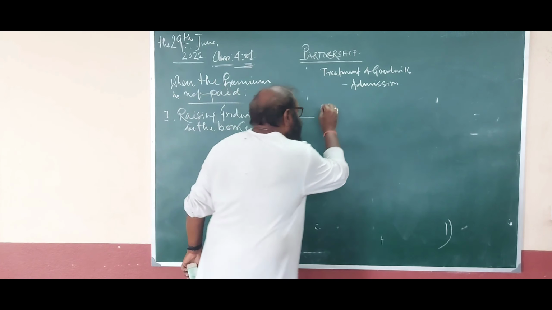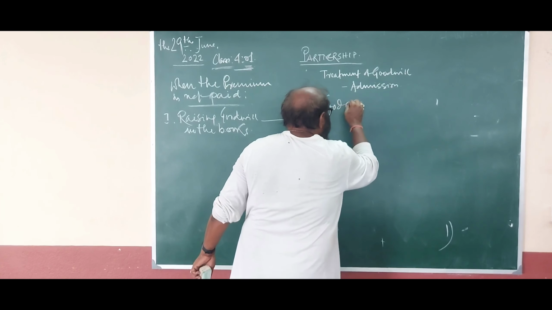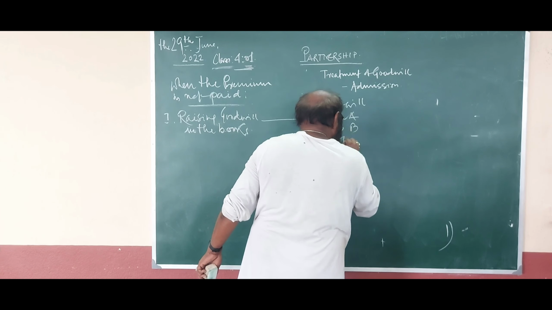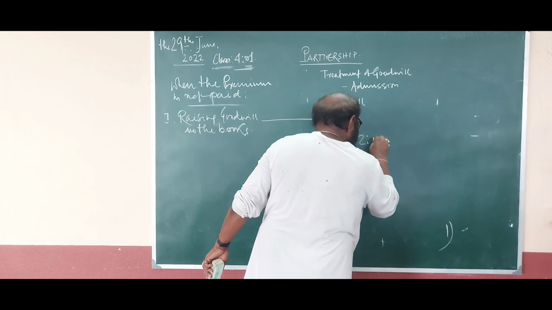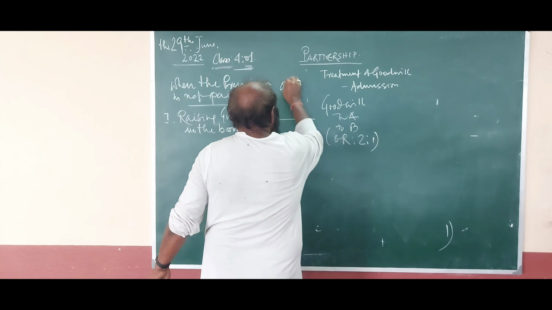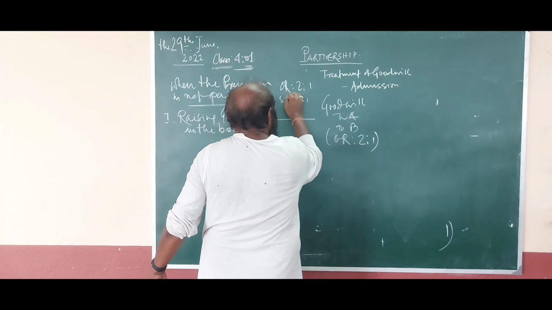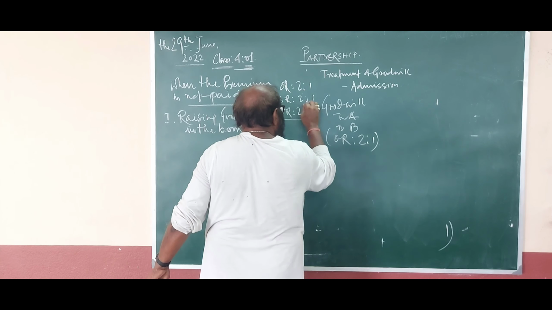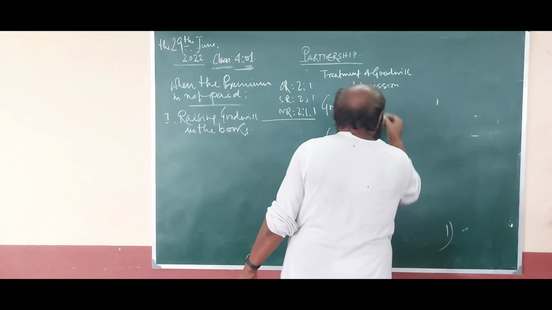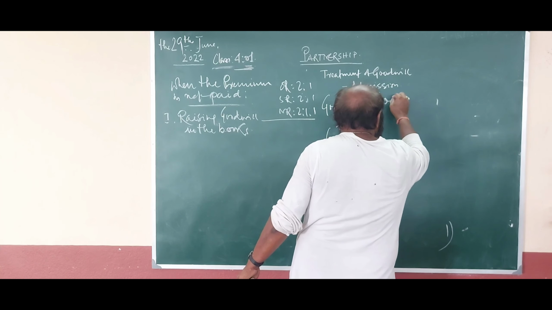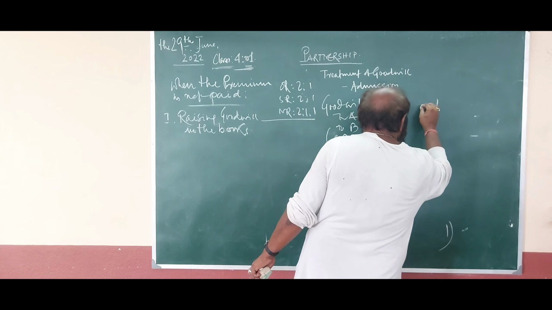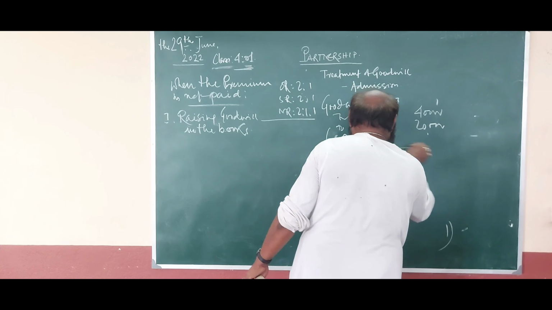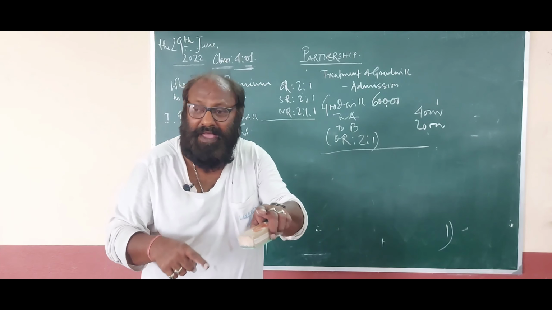Now goodwill, when goodwill is raised, it is raised in full value, unrecorded value. So Goodwill Account Debit to Mr. A and Mr. B in the old ratio. What is the old ratio? 2:1. Okay, old ratio 2:1, sacrificing ratio 2:1, new ratio 2:1:1. Clear? Now, what is the value of goodwill? The value of goodwill is 60,000, and Mr. A and B in 2:1, so 40,000 and 20,000.